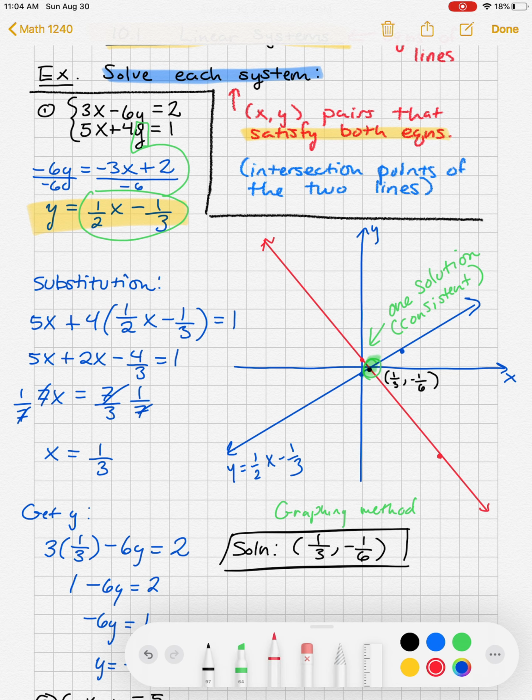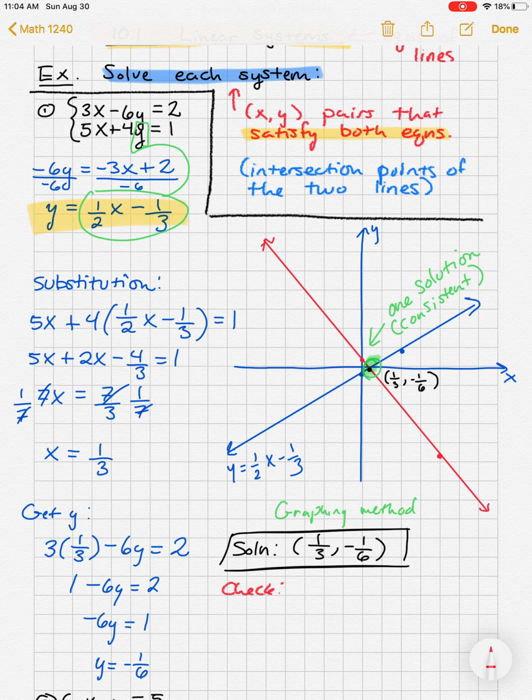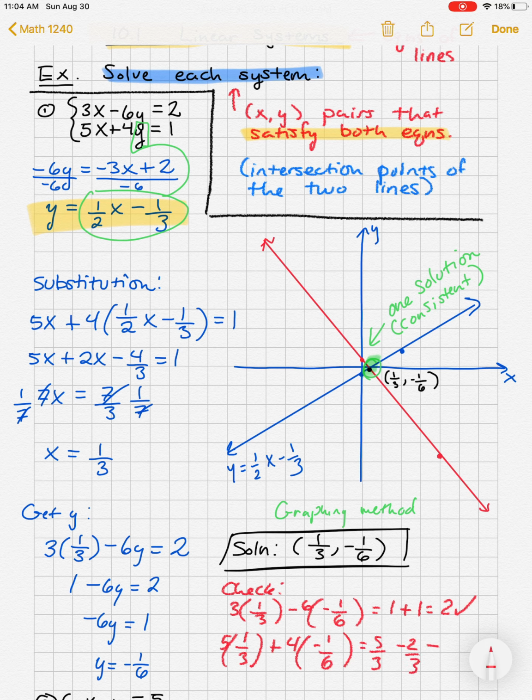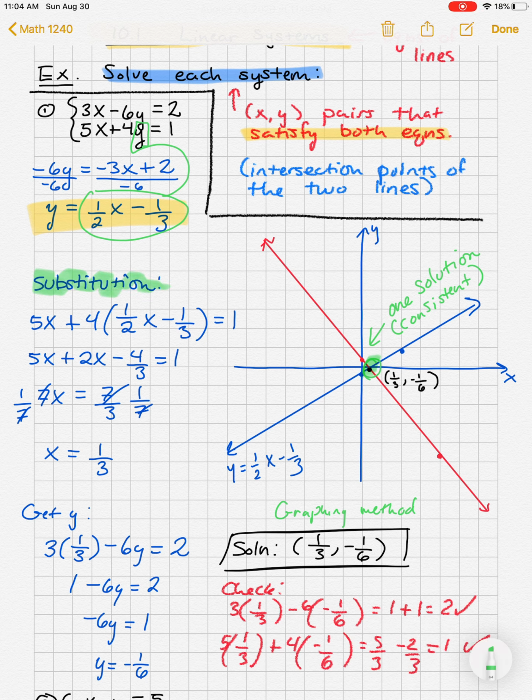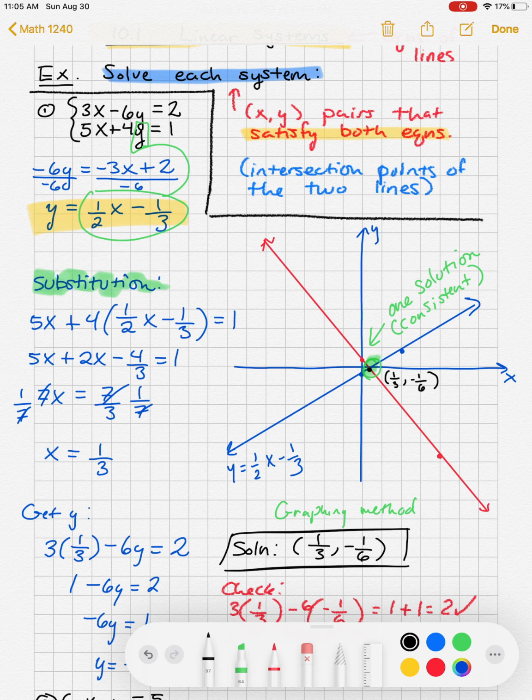Now I can check. So let's see if I plug in the top equation. That's 1 plus 1 equals 2, yes. Second equation, 5 times a third plus 4 times -1/6. That's 5/3 minus 2/3. That's 3/3. Oh, look at that. Correct. Okay, so the method that I ended up using for that one was the substitution method. That worked out nicely.